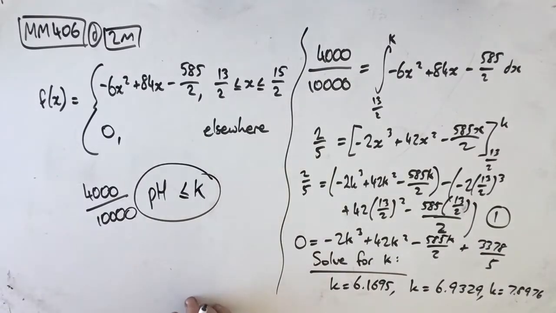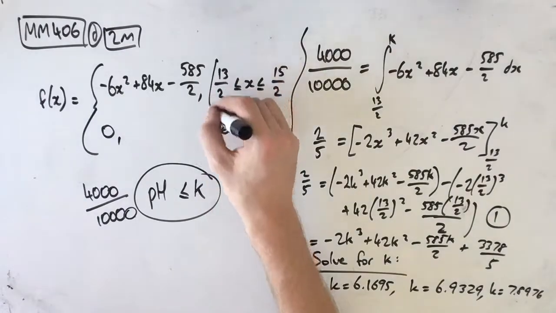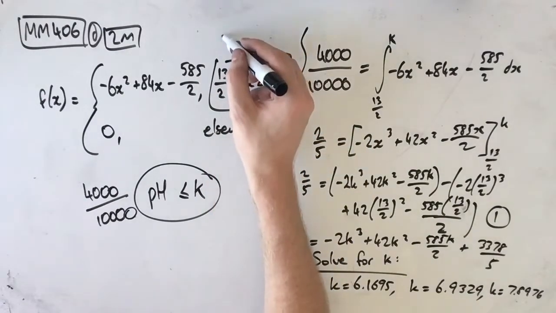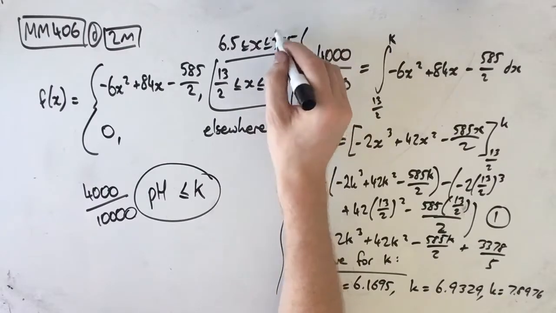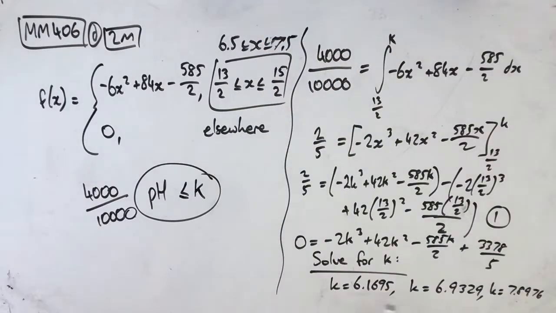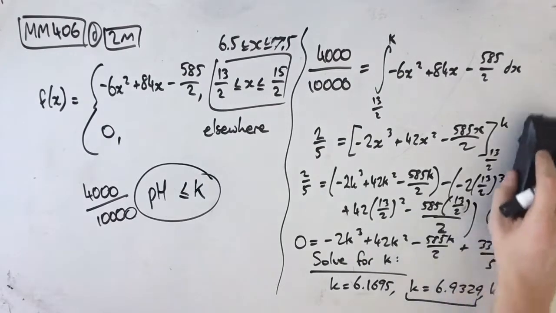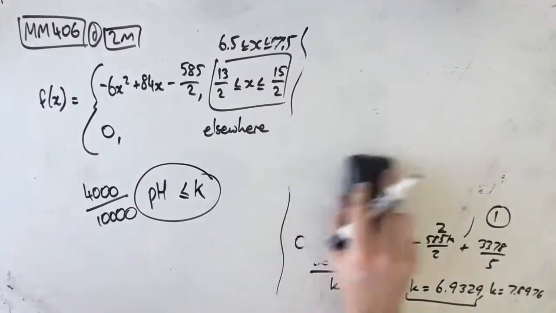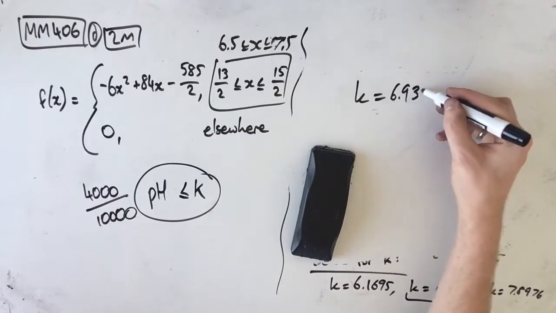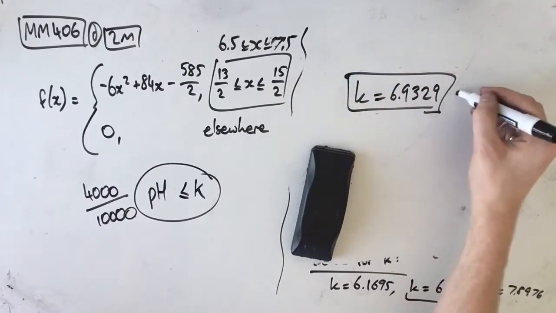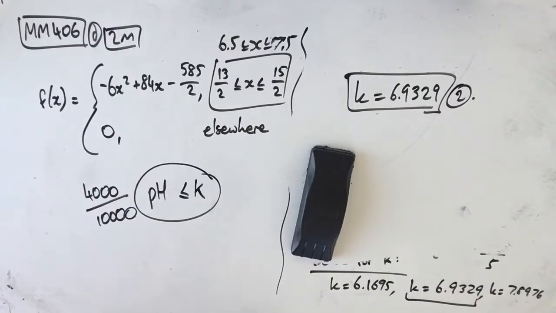Now, k has a restriction, right? Because k is actually one of our x values. So x is between 13 on 2 and 15 on 2, which is actually the same as 6.5 to 7.5. Now, the only one that's between 6.5 and 7.5 is 6.9329, which means that k is equal to 6.9329. That is our second and final mark for part D, guys. As always, let me know if you have any questions, but let's move on to part E.